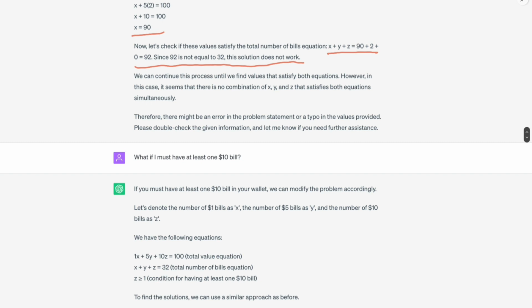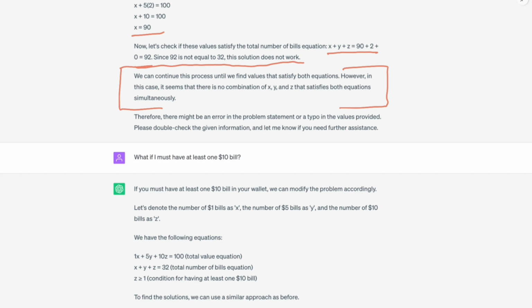Then it says we can continue this process until we find solutions that satisfy both equations. However, in this case, it seems that there is no combination of x, y, and z that satisfies both equations simultaneously. So ChatGPT reaches a surprising conclusion. After trying a few values, maybe one or two, he has given up and concludes that there's no combination of x, y, and z that satisfies both equations simultaneously.